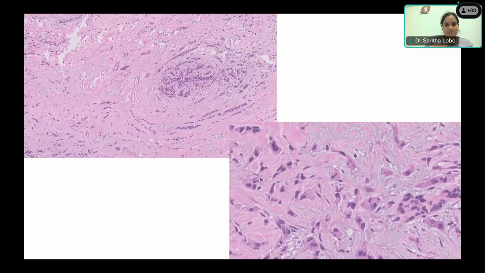Here there is a lobulocentric arrangement of the tumor cells, and there is also a scattered Indian file-like appearance of the neoplastic cells. Very good, Sarita.